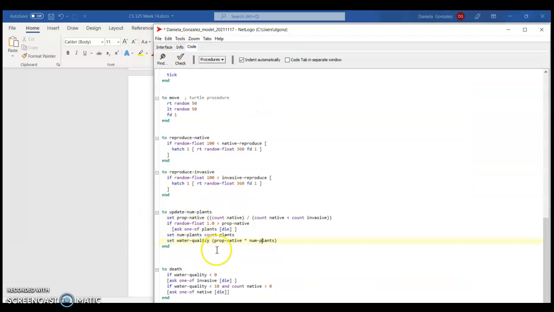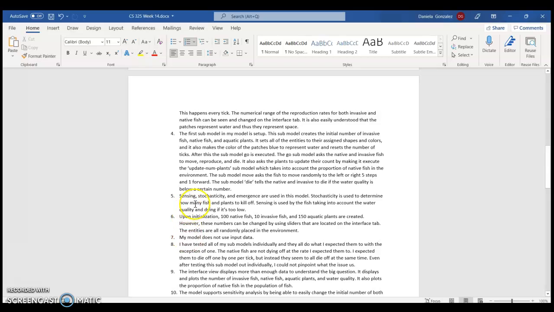And then the update number of plants, like I've already went through. And to death is just if the water quality is below 0, then the invasive fish are going to die. And if the water quality is below 10, the native fish are going to die. And the native fish dies sooner than the invasive fish, just because they're not used to the environmental changes that are going on when the invasive fish are being introduced.